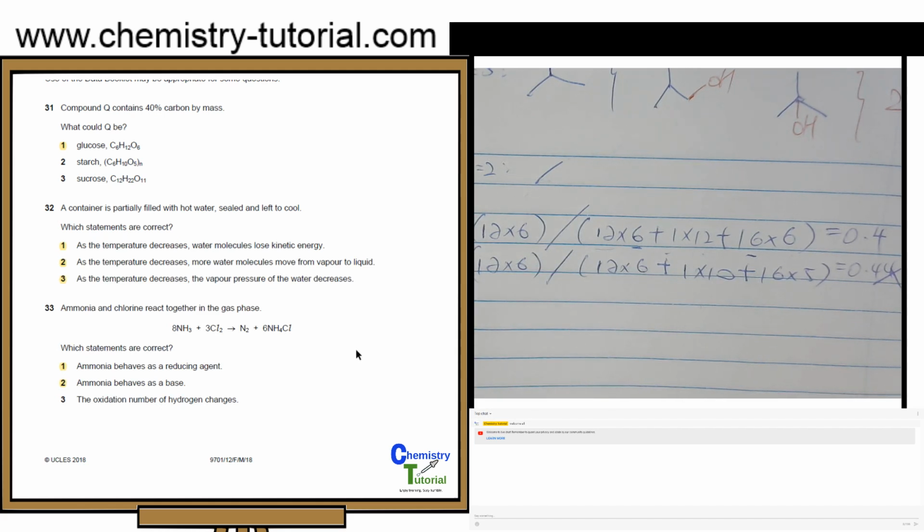Now, a container is partially filled with hot water, sealed and left to cool. Which statements are correct? Well, statement 1: as the temperature decreases, water molecules lose kinetic energy. That's correct. That's what we learned in the kinetic particle theory during our secondary school days, because higher temperature means the molecules have more kinetic energy to move about. So 1 is correct.